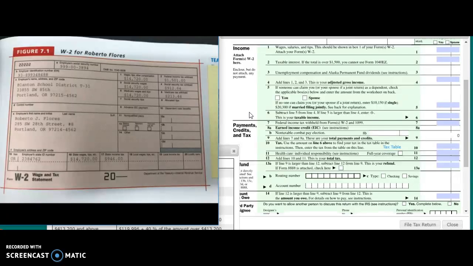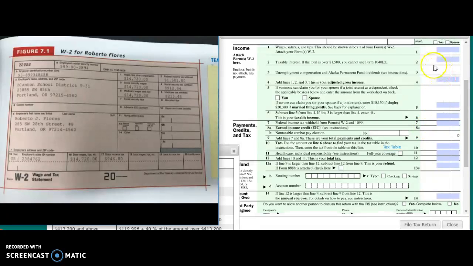Remember, in tax forms, we are not going to use dollar signs, decimals, commas, dashes for negative numbers, anything like that. So make sure you don't put that or you will have an issue filing your tax return. So let's walk through this step by step.